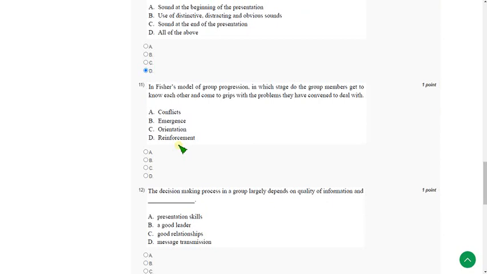And 11th question. In Fisher's model of group progression, in which stage do the group members get to know each other and come to grips with the problems they have convened to deal with? So the probable answer for 11 is orientation. During the orientation stage, group members get to know each other. So mark option C as the correct answer for the 11th question.